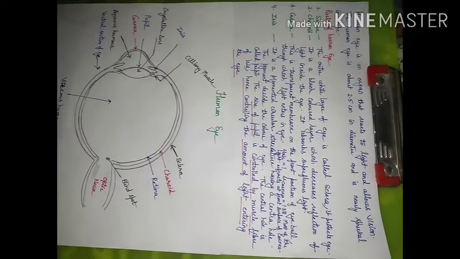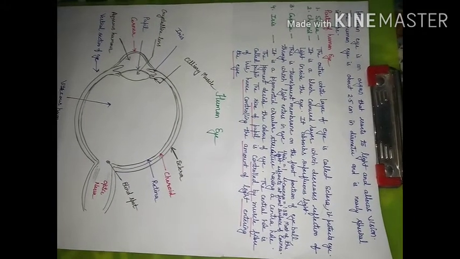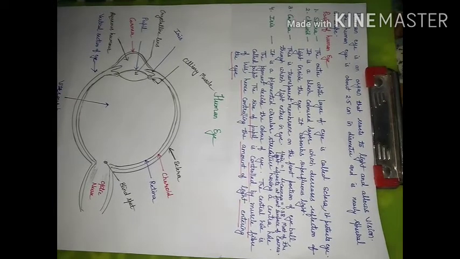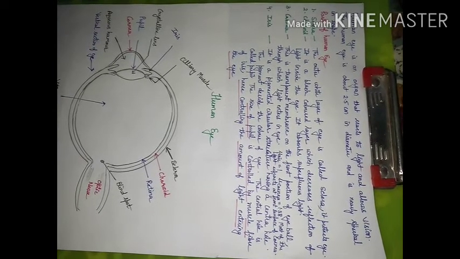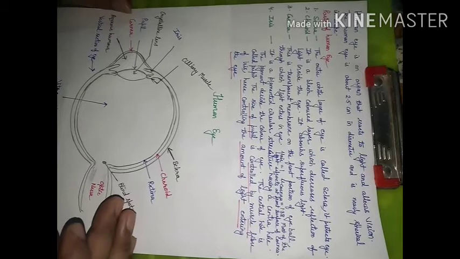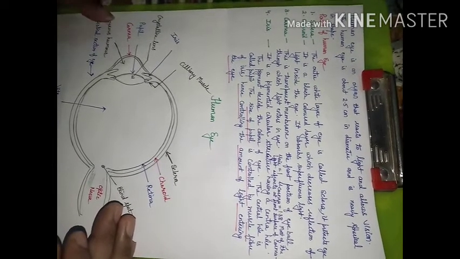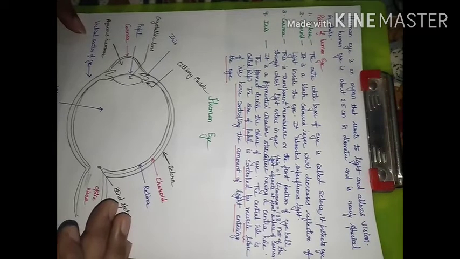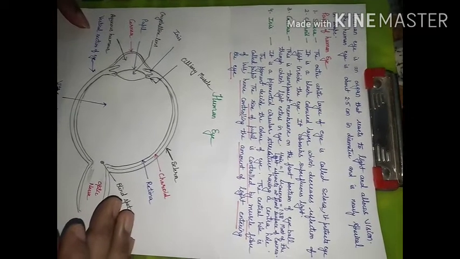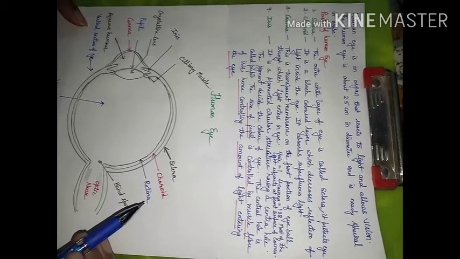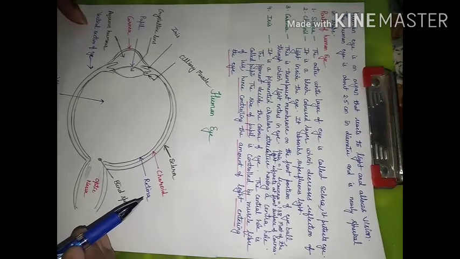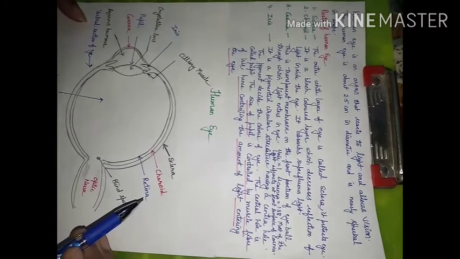Today we will consider the human eye as an organ which is sensitive to light, which responds to light, and which allows us to enjoy the beauty of this colorful world. The human eye is nearly spherical in shape with a diameter of approximately 2.5 centimeters.